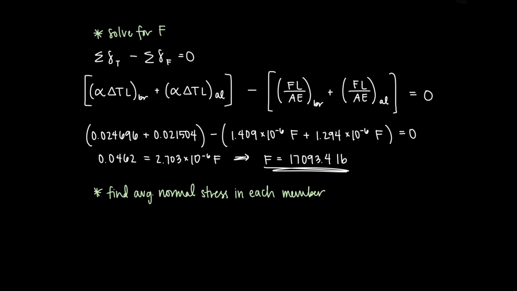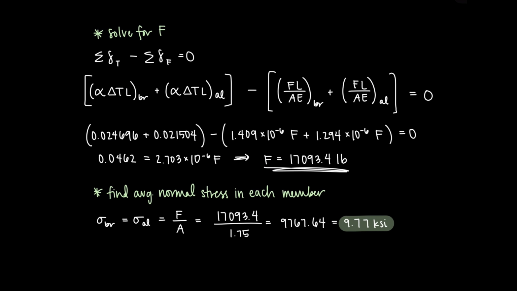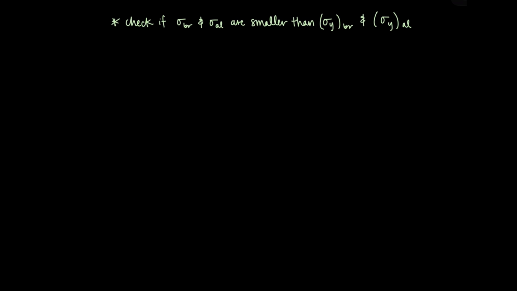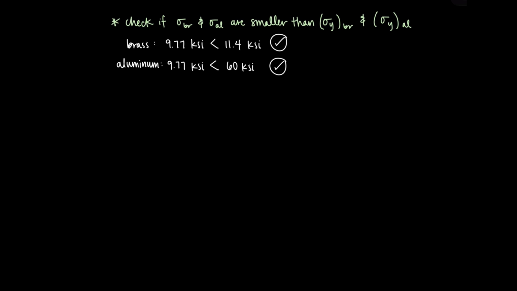Now we can solve for the average normal stress in each member. They should be equal to each other since the entire system experiences the same internal axial force and has the same cross-sectional area. Remember that average normal stress is force over area, which in this case is 9.77 kilopounds per square inch. We just want to check that this design is mechanically sound and under the allowable yield stress. So we confirm that our calculated stresses are less than the yield stresses for C83-400 red brass and 2014 T6 aluminum, which they are.